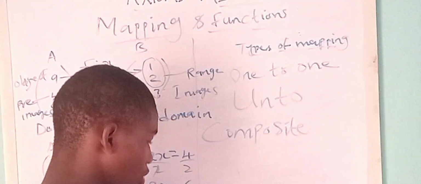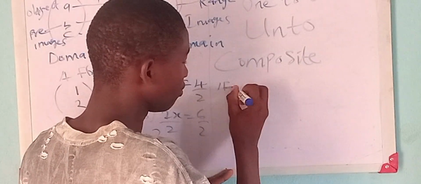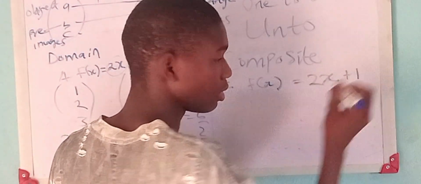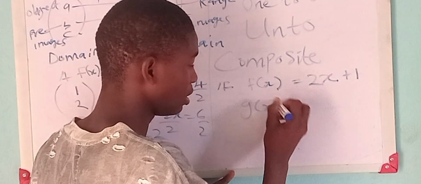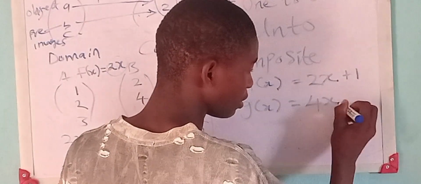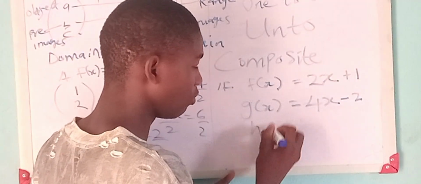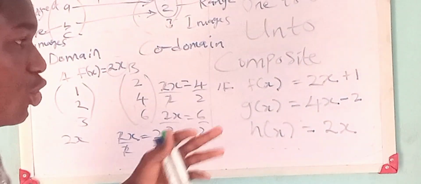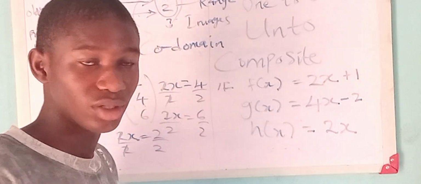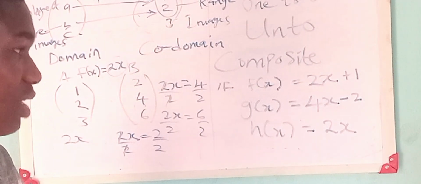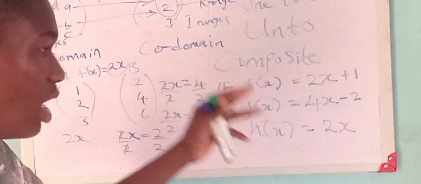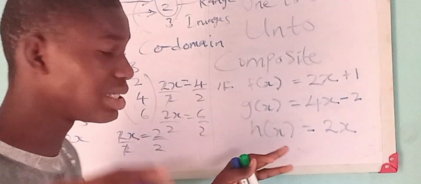So let's say I have a question that says if f of x is equal to 2x plus 1, then g of x is equal to 4x minus 2, then h of x is equal to 2x. Now what we are going to be doing here is looking for a function of what? A function. We are going to break it down, everything. So this is a question that's given to me. They say if my f of x is equal to 2x plus 1, and my g of x is equal to 4x minus 2, and my h of x is equal to 2x.